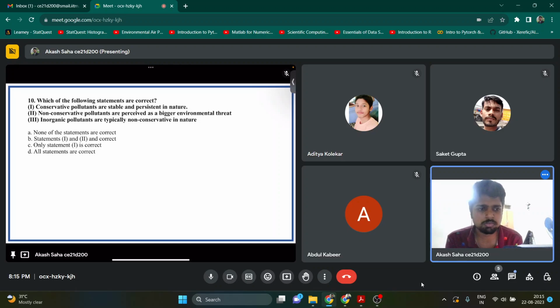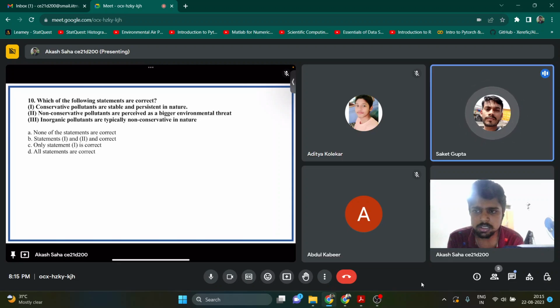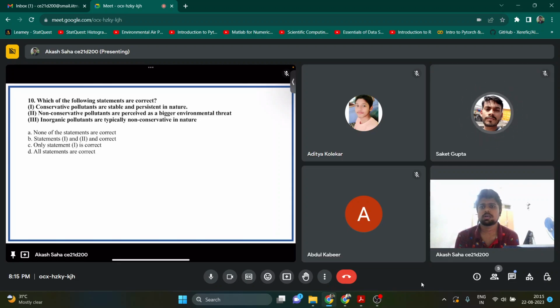A conservative type of pollutant will not degrade with time. It will not decompose with time. Whereas a non-conservative pollutant will degrade with time due to several actions, physical, chemical, biochemical, or photochemical, anything. Statement 1 and statement 2 are correct. Okay. Why is statement 3 not correct? How will you change statement 3 to make it correct?